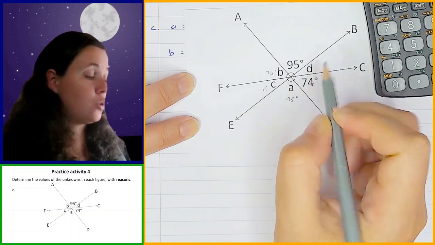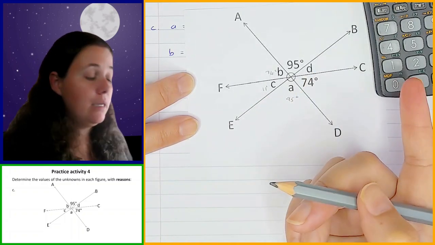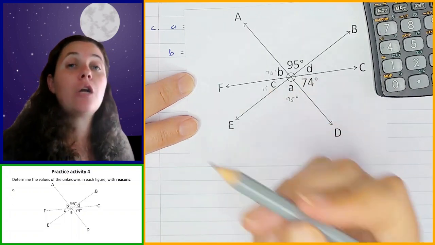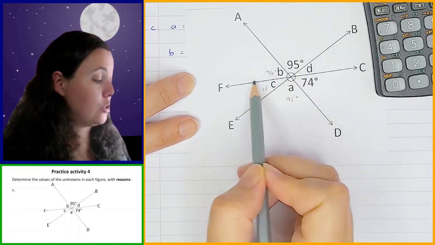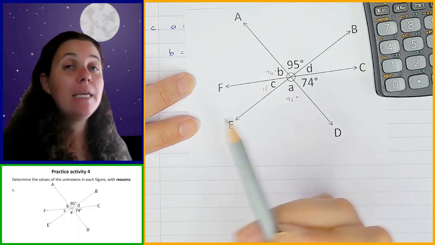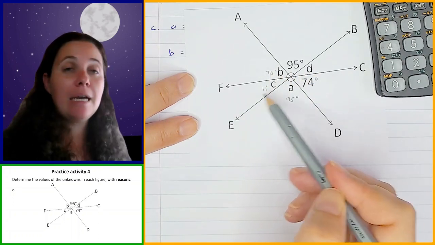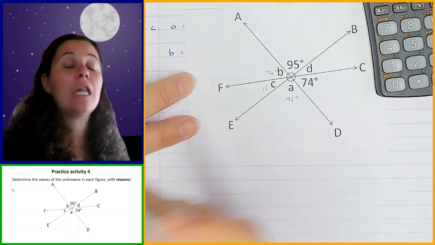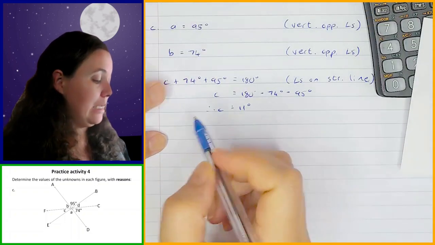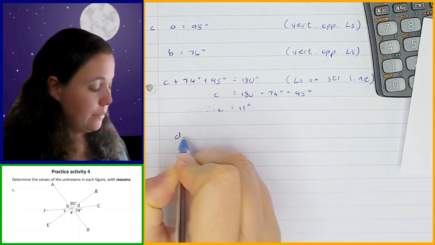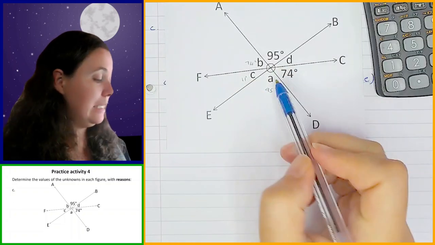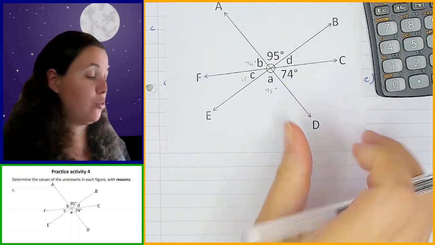Now the easiest way to work out D, it's not the only way, is to use vertically opposite angles. I could also work out D using angles in a straight line, or I could now work out D using the angles around a point. But the easiest way is vertically opposite angles, because I can just say that they're equal to each other. I don't have to do any calculations to work out D if I use vertically opposite angles. So now I can say D is equal to 11 degrees because it is vertically opposite C, which is 11 degrees, which we just worked out now.